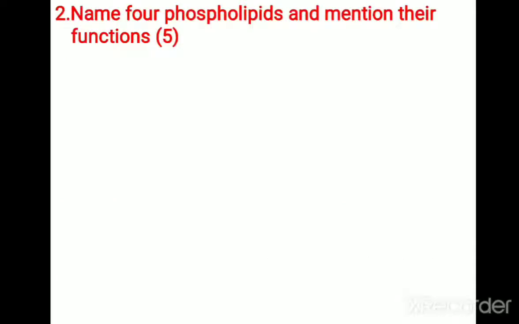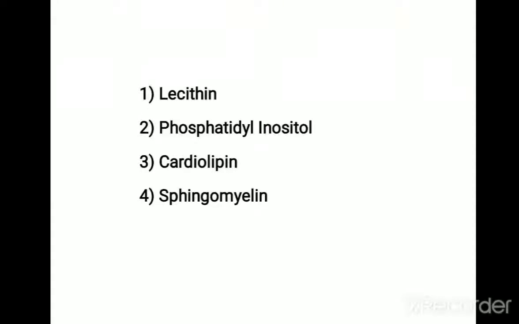And the second question is, name 4 phospholipids and their functions. It's a 5-mark question. So here you should write the names of 4 phospholipids and indicate their functions. So we can write the 4 phospholipids. The first one is lecithin, the second phospholipid is phosphatidyl inositol, the third one is cardiolipin, and the fourth one is sphingomyelin. So let's see the functions of each of these phospholipids.